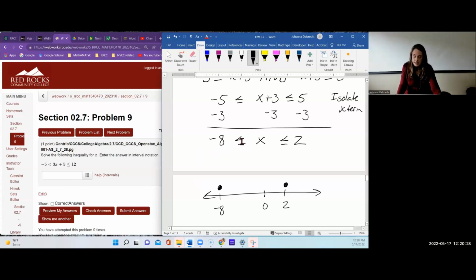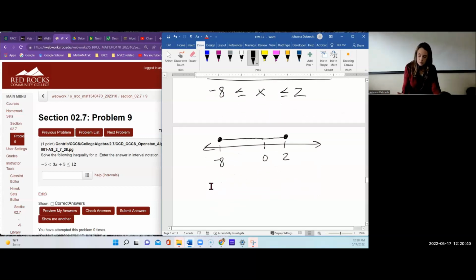X is on the right end of -8, but it's on the left side of the 2, which means that it's between those two numbers. This is a dumbbell shape, like a dumbbell for lifting weights. Then we interpret this and write it in interval notation going from left to right. This is a square bracket because we include the -8, and then we move to the right to 2 where it stops. It's a square bracket because we include the 2. And this would be the interval notation form.